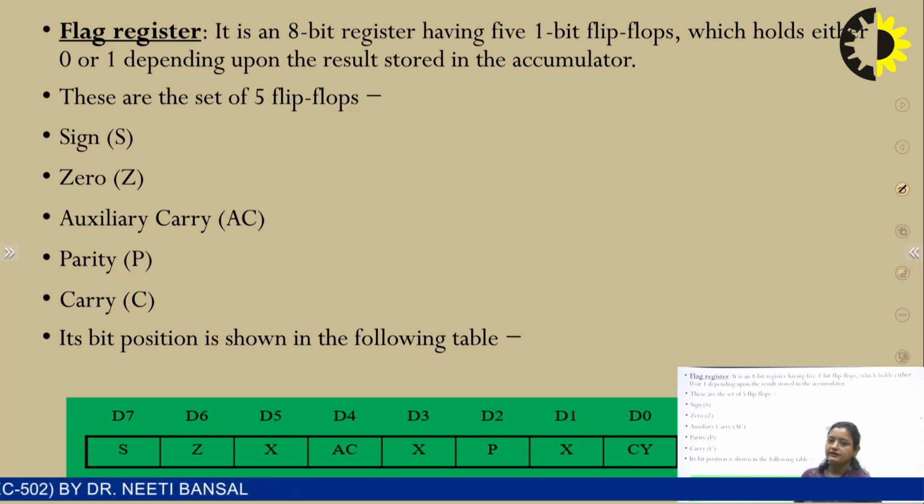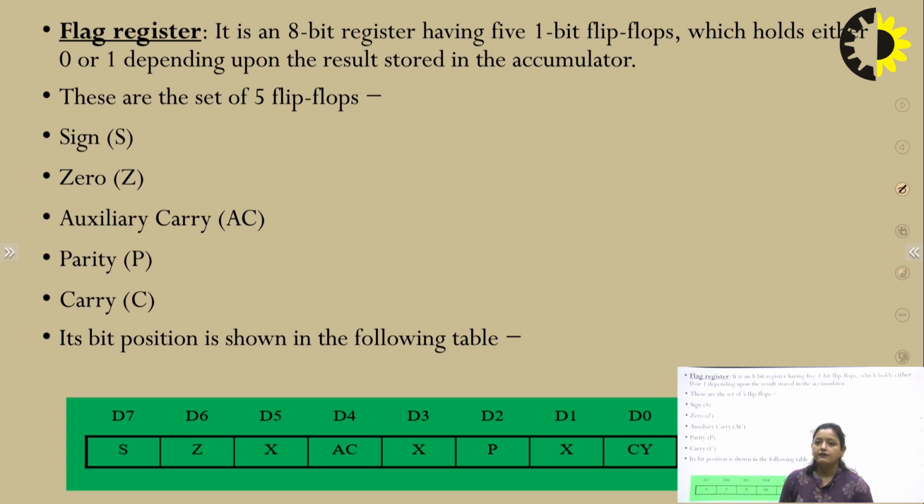Another very important register that comes along with the 8085 architecture is the flag register. Also, an individual question is asked on this particular topic: what is the flag register? So, the flag register is an 8-bit register which indicates the status of the result that we have obtained in the accumulator. The result is stored in the accumulator, but the conditions of that result are depicted by the flag register.